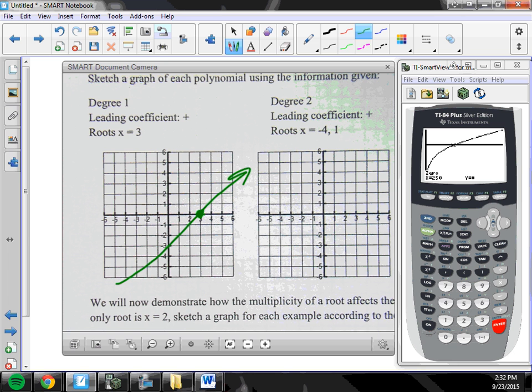So we have -4 and 1. Leading coefficient is positive, and there are 2 roots. So what's it going to look like? A smiley parabola. Now, my parabola is actually really wide. But any parabola that opens up and hits those 2 roots is a correct answer.